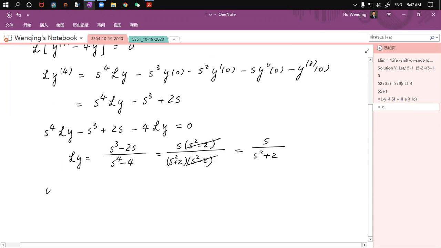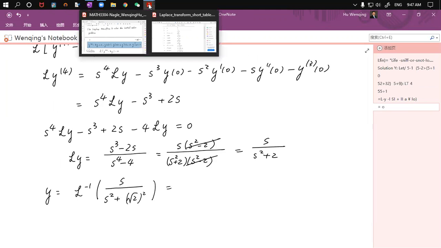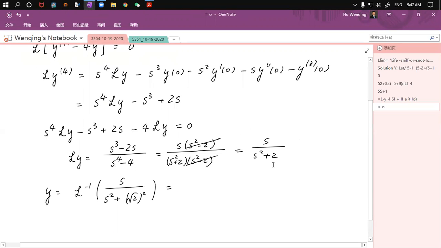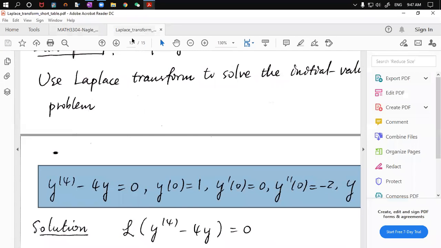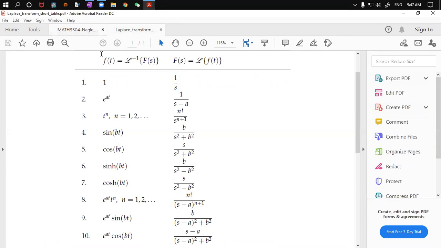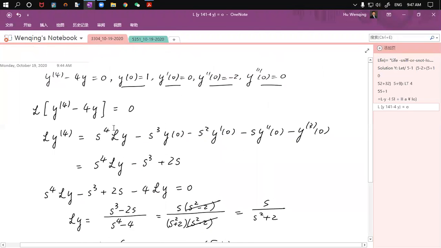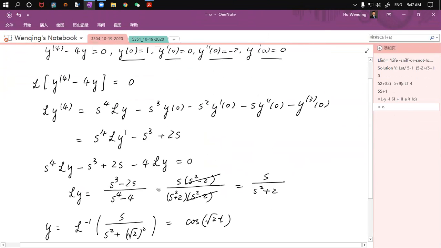Okay. As long as you have this, you know that y is equal to the inverse Laplace transform of s over s squared plus 2. I'm going to write it as the square root of 2 squared. Why do I do this? Because just on the table, you can see that s squared plus b squared is what you really want. So s squared plus 2 can be written as s squared plus square root of 2 squared. And you have an s on the numerator, so it's going to be a cosine. That's going to give you the inverse Laplace transform, which is just cosine of square root of 2 t. And this is indeed the answer to this differential equation, just very quickly.